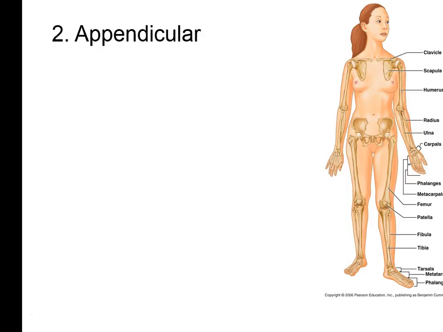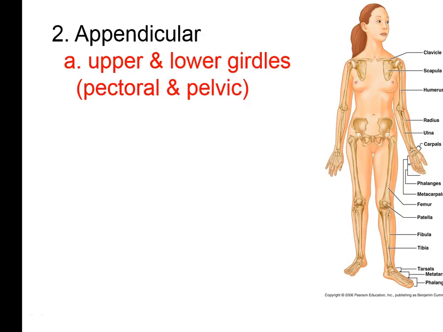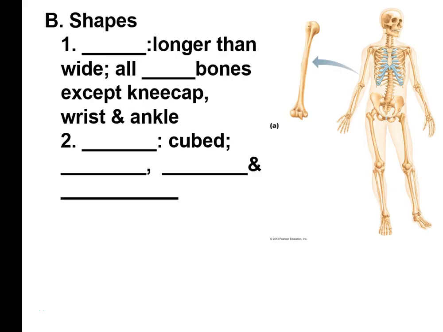Another division of the skeletal system is the appendicular, those bones that are appendages of the axial. And that's going to include your upper and lower girdles. Your upper girdle is your shoulder girdle or your pectoral girdle that includes your shoulder blade and your collarbone. And then the lower girdle are your hip bones or your pelvic girdle. Attached to the girdle are the upper and lower limbs. So that would be the arms and the hands and the legs and the feet.